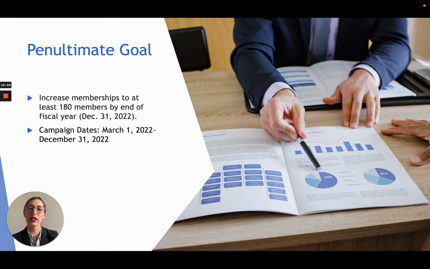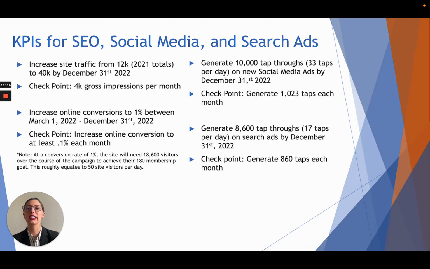So our ultimate goal of this campaign is to increase memberships to at least 180 members by the end of the fiscal year, which is December 31st, 2022. And the campaign dates, again, are March 1st to December 31st, 2022. Our KPIs: we want to increase site traffic from 12,000 to 40,000 by December 31st. And this will be a checkpoint to 4,000 gross impressions per month.